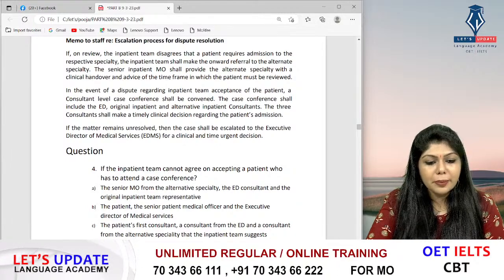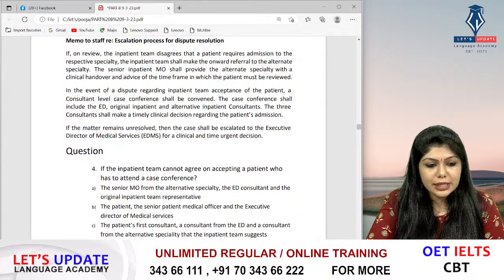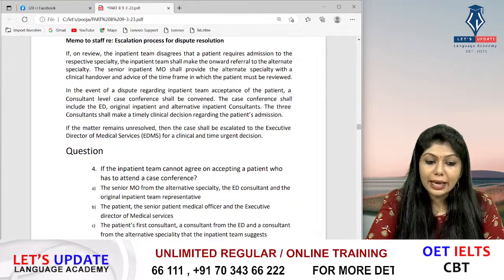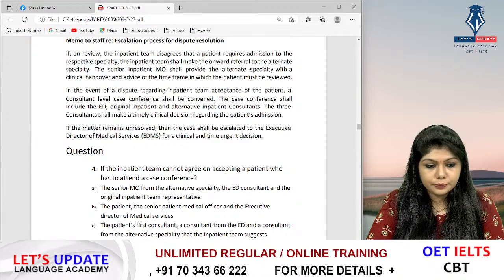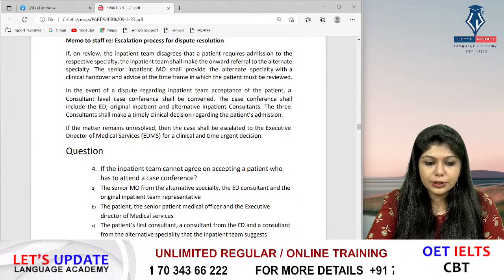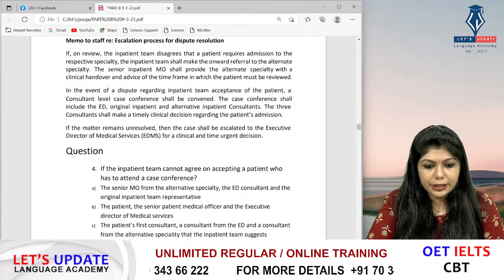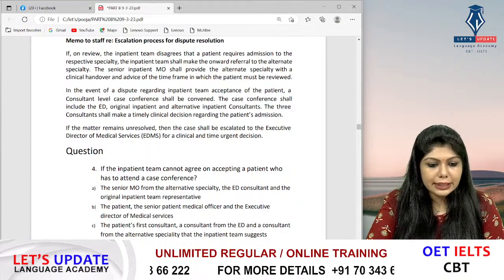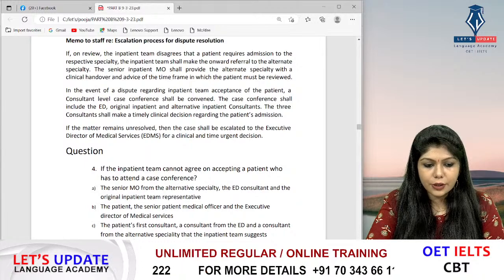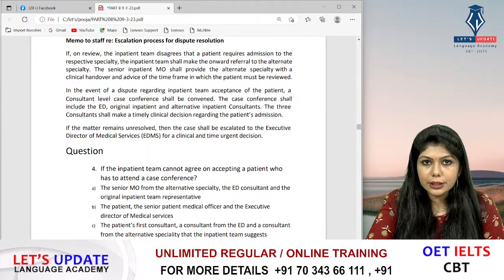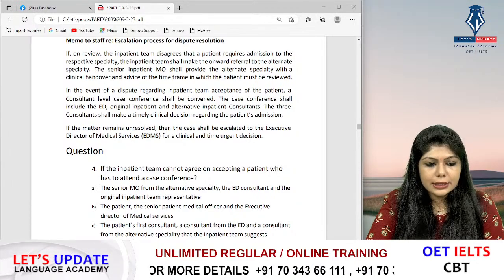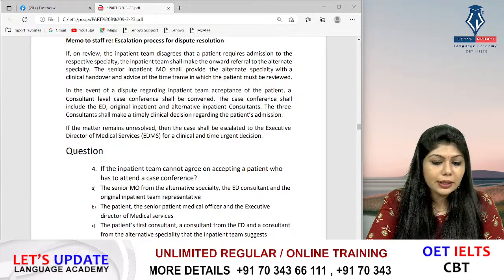The senior inpatient MO shall provide the alternate specialty with a clinical handover and advice of the time frame in which the patient must be reviewed. In the event of a dispute regarding inpatient team acceptance of the patient, a consultant level case conference shall be convened. The case conference shall include the ED, original inpatient, and alternative inpatient consultant.